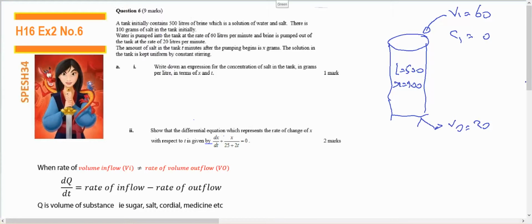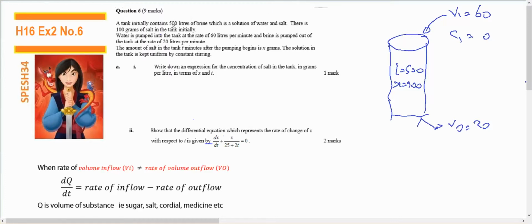This is for Year 12 Specialist. It comes out of H16 2016 Exam 2, question number 6, and it's a volume in, volume out differential equation question. Part A has two parts, part 1 and part 2.